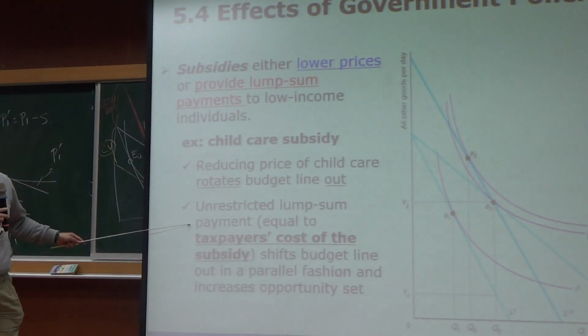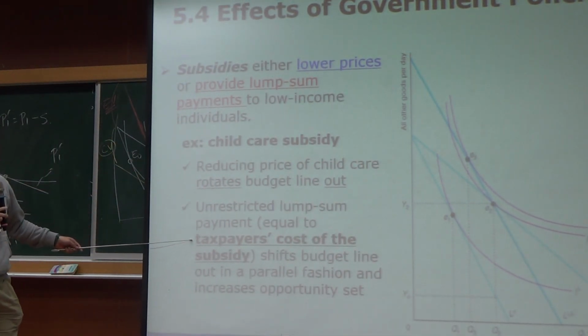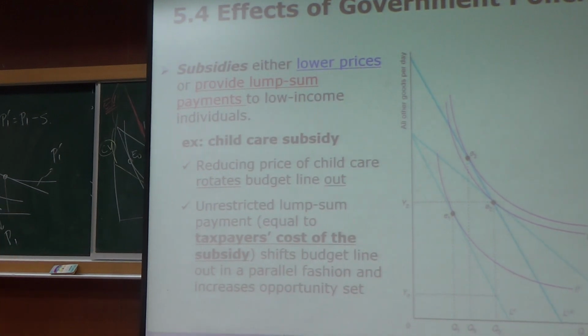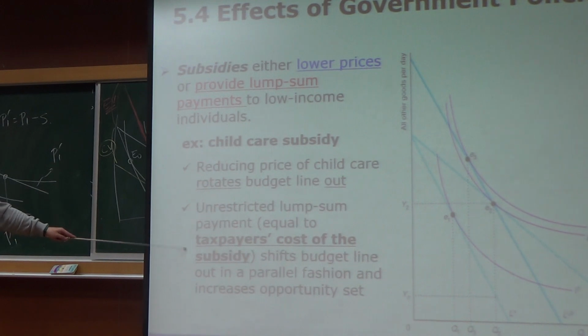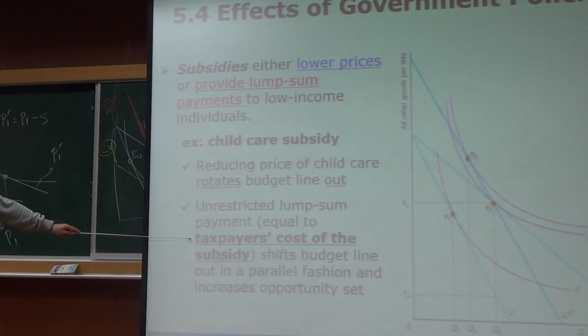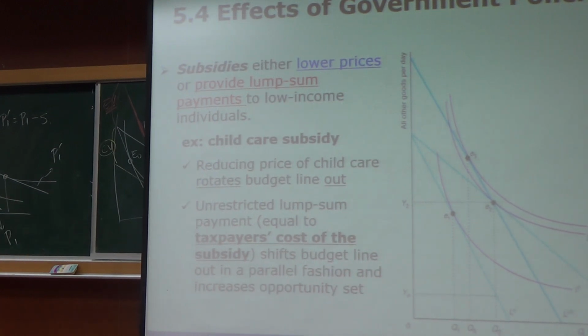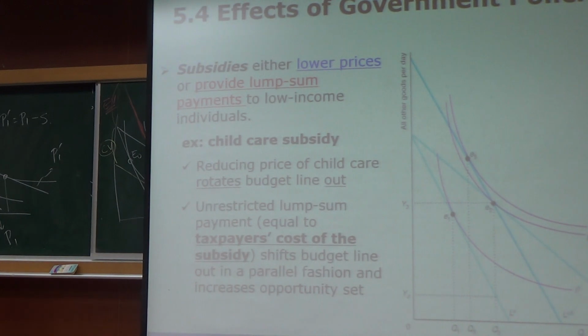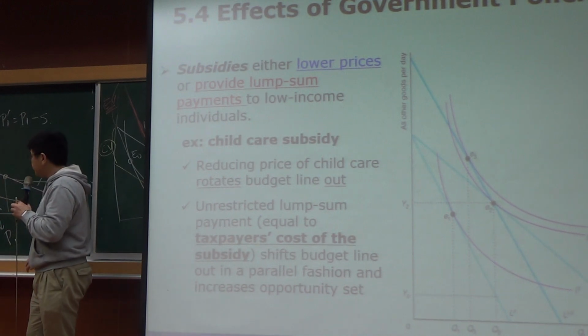So the lump sum payments equal to taxpayers' cost of the subsidy. Okay, would you please highlight this condition? Equal to taxpayers' cost of the subsidy. So let's analyze first, what would be the cost if I implement the subsidy policy?